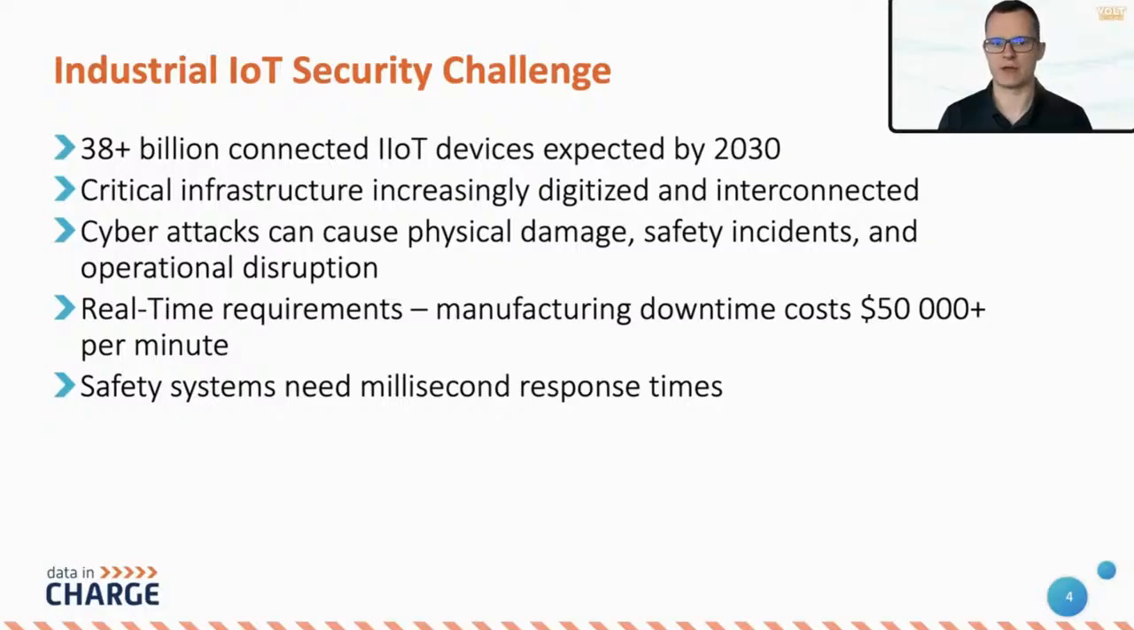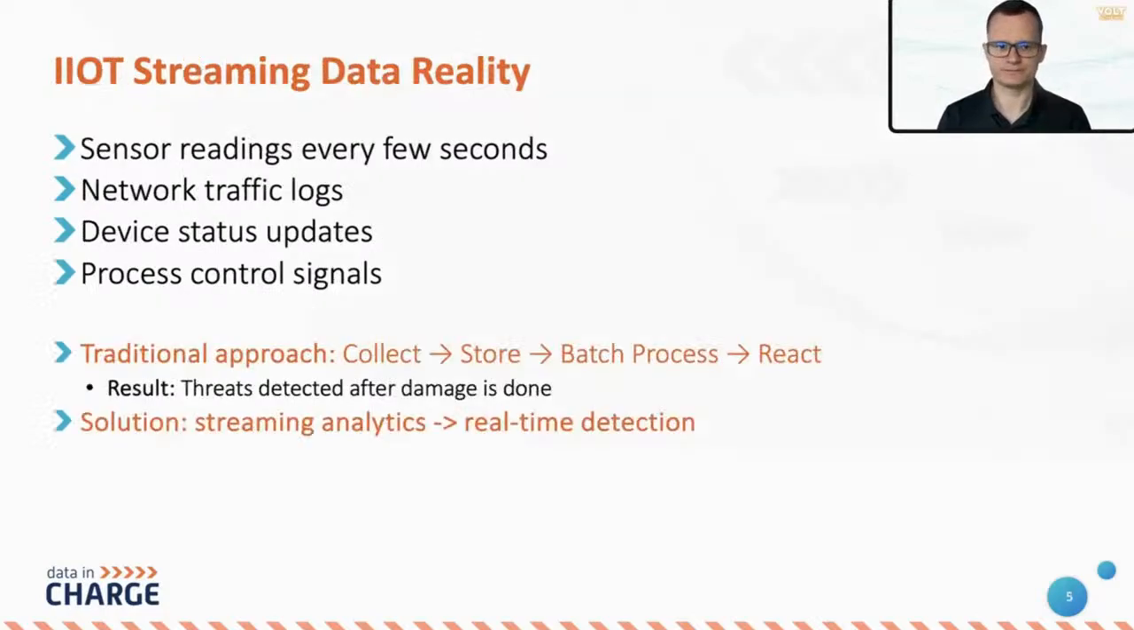and we should have some kind of real-time platform to detect this kind of threats, because the manufacturing downtime cost can be more than $50,000 per minute. It of course depends on what kind of IoT system we are dealing with here, but in general this is a quite big issue for all the big companies. So the safety systems should react actually very quickly within milliseconds, because otherwise the damage can already be done.